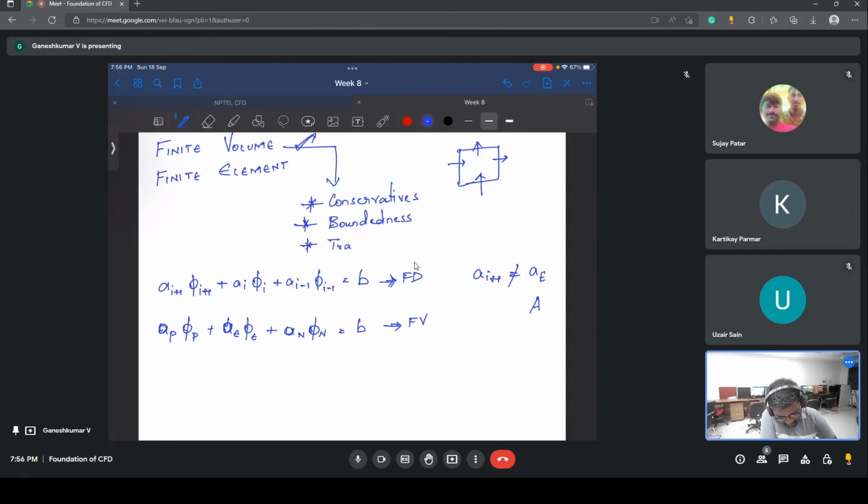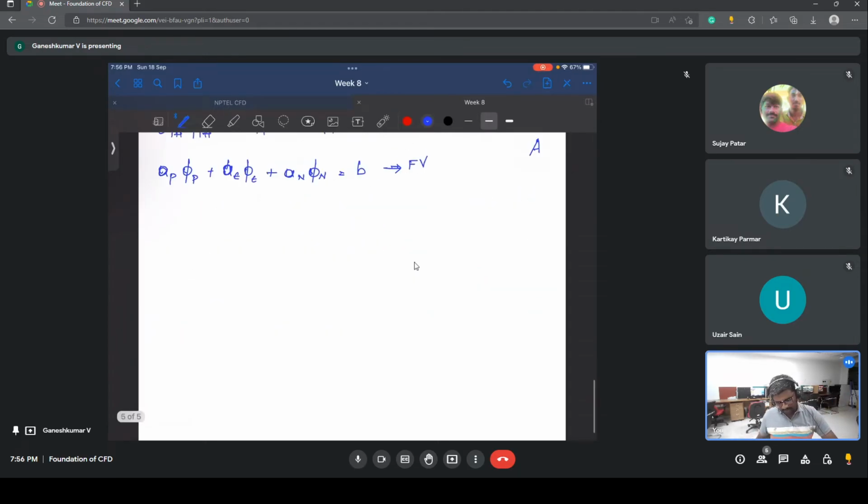In finite volume, what we do is we need to take care of conservativeness, boundedness, and transportiveness. These are the things that should be taken care of by the finite volume schemes we use. Then we also did some error analysis. Why do we need to do error analysis? Because whatever we are dealing with is going to have some error. Since we are approximating a derivative, there is a truncation error, right?